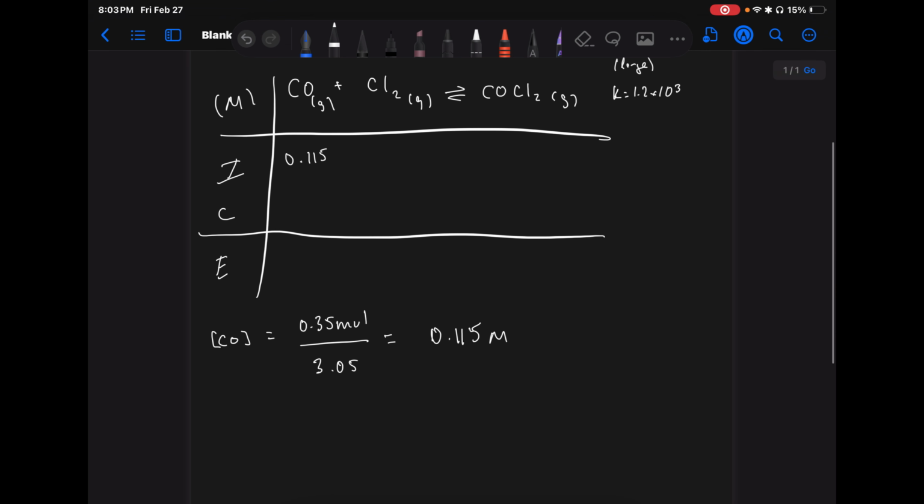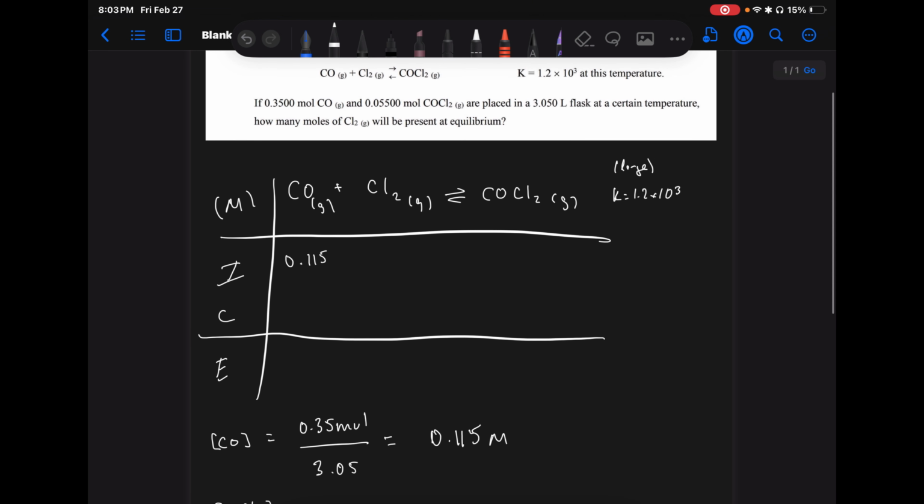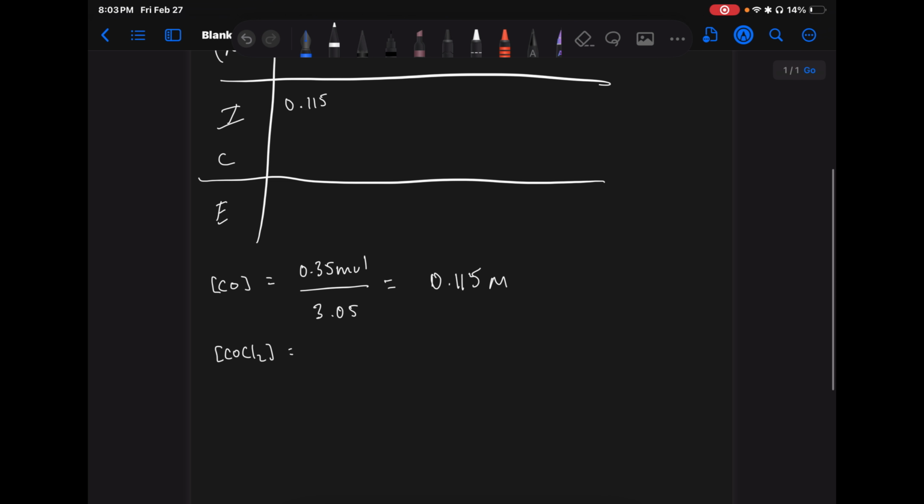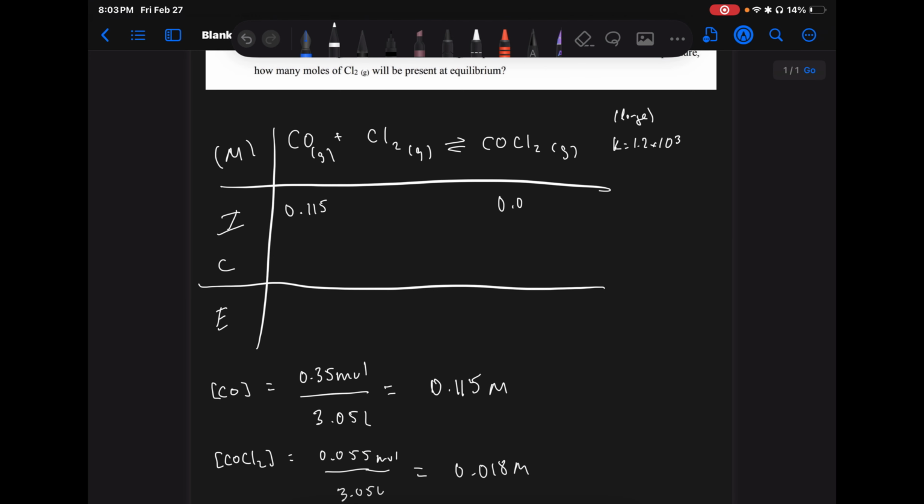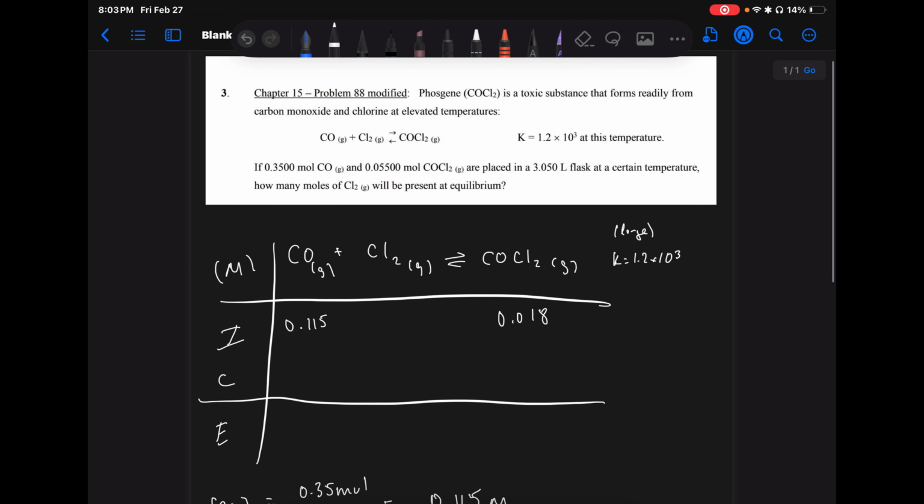Okay, so next one, COCl2. That's equal to 0.055 divided by 3.05 liters, and you'd get 0.018 moles per liter. So we can fill that in here. They don't explicitly mention how much Cl2 is in the flask initially, so we'll assume that is 0. Now if there's no reactant, that means the reaction must be proceeding in reverse.